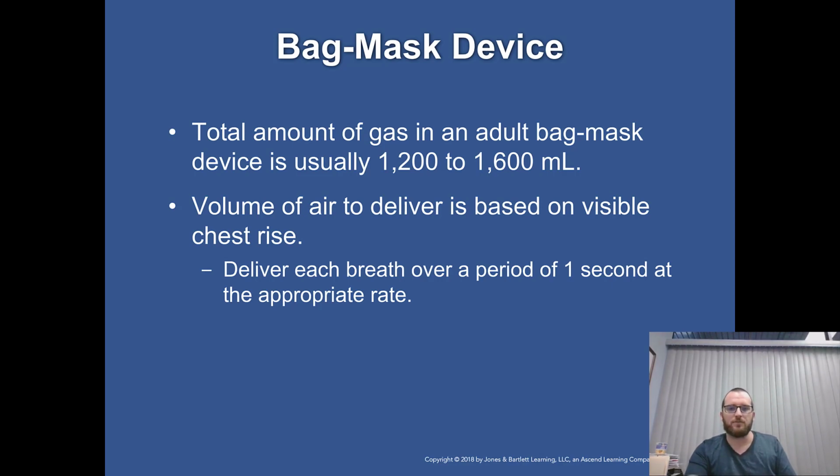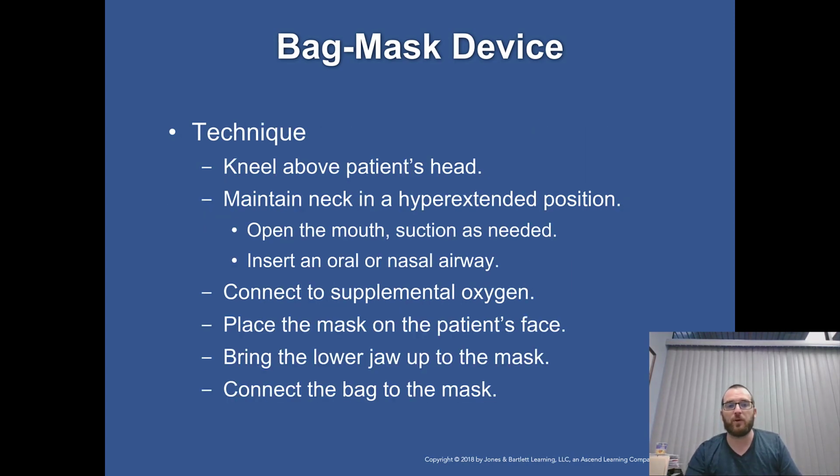All right. So the volume of air that we're going to deliver is based solely off of visible chest rise. Again, that's what I was just saying. Squeeze the bag over 1 second just till we see chest rise and fall. Nothing else matters before that. That's the first thing we're looking at. Then we'll take a look at our SpO2 sats as we go and our end-tidal CO2 range and stuff like that. But initially, squeeze the bag over 1 second just till we see chest rise and fall at the appropriate rate.